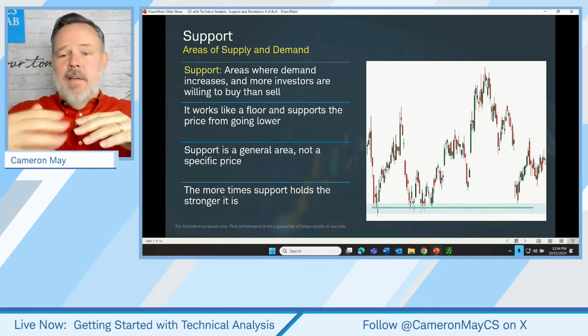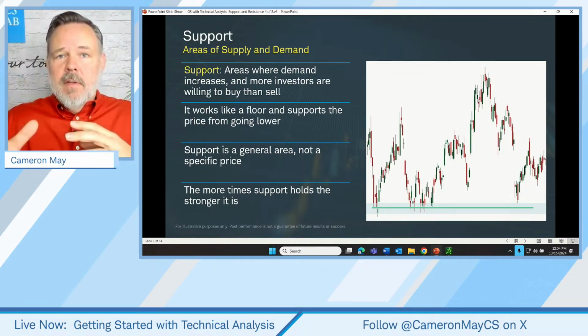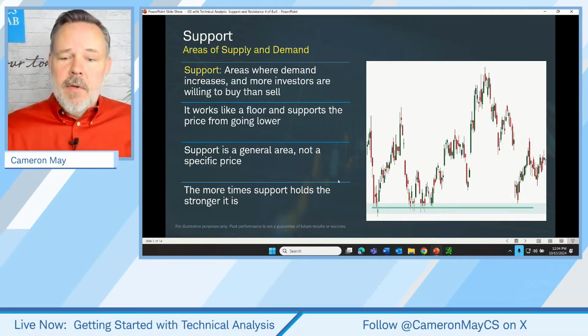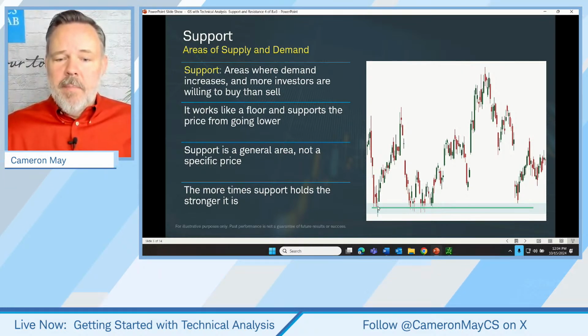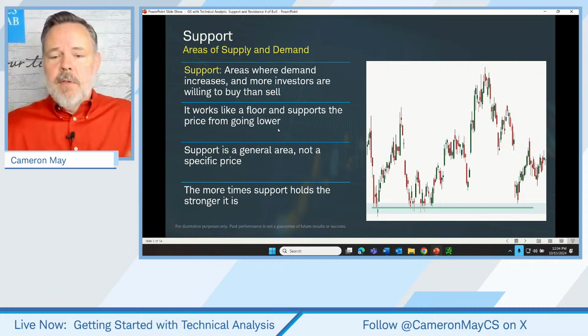And if there's a comparative paucity or lack of sellers, price can push up from those price ceilings or price floors. So when we see that on a chart, it just represents itself as a reversal of price, maybe from downward motion into upward momentum. This works like a floor, and it supports the price from going lower. So we use this phrase support.